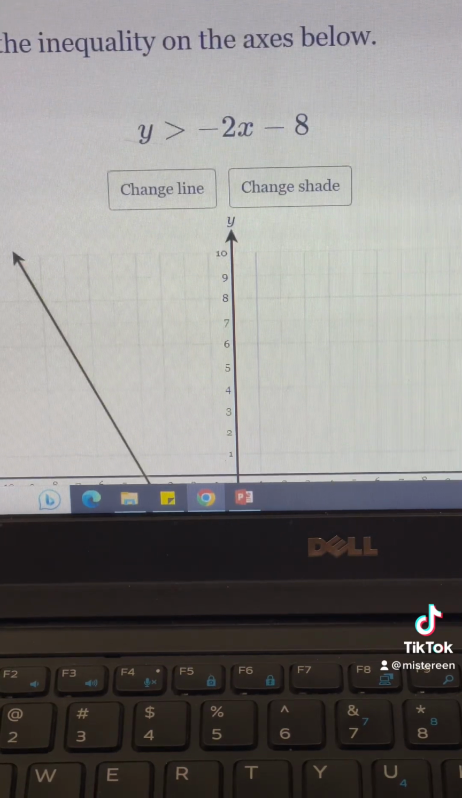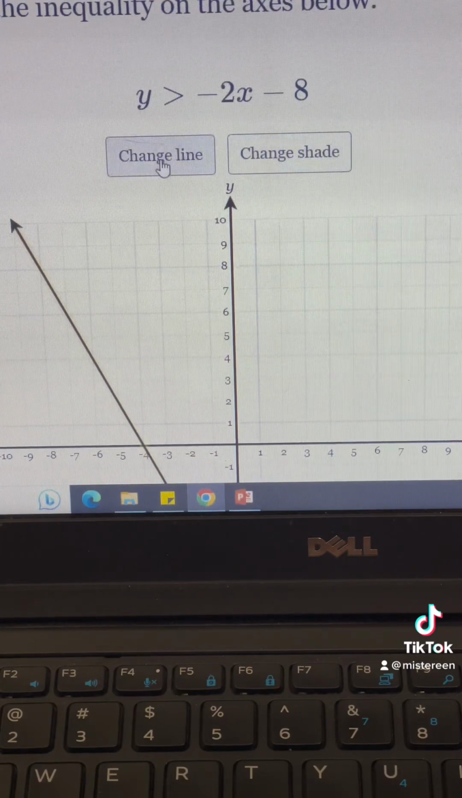Then in an inequality, you should determine if this will be a dotted or a solid line. By clicking change line, your line will change to either dotted or solid. We were using a greater than, and from our guide earlier, a greater than symbol means a dotted line. So we have this dotted line.